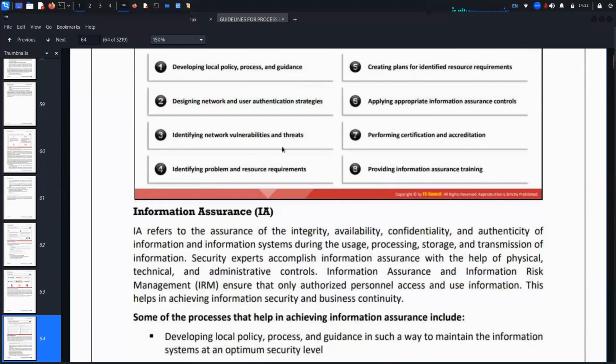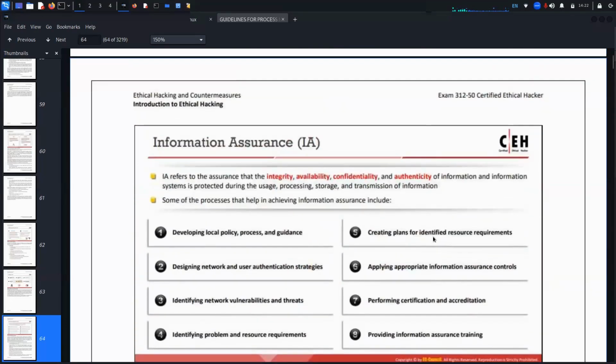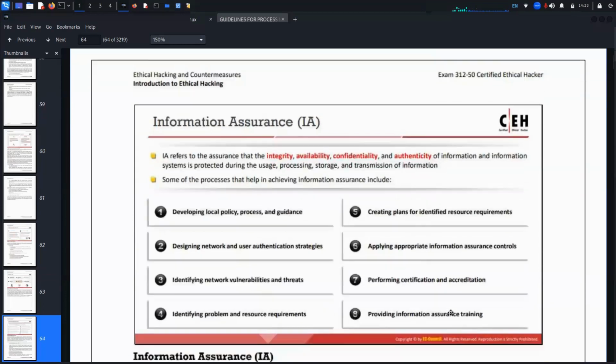Identifying network vulnerabilities and threats, identifying problems and resource requirements, creating plans for identified resource requirements, applying appropriate information assurance controls, certification and accreditation. Certification for organizations is a major deal because that is what shows that that particular organization is compliant with local laws or any standard that another company might be looking for. People usually go for SOC 2, NIST, ISO 27001, right? These are all of the things that they go through.